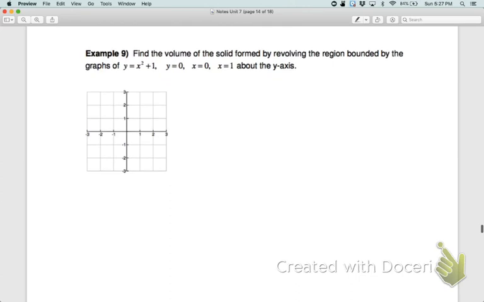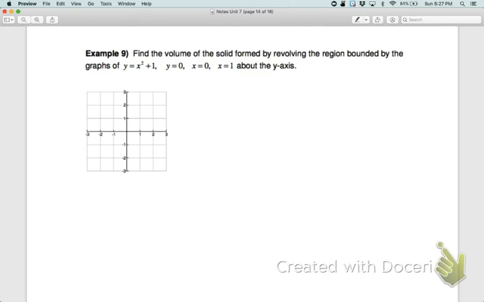Let's skip example 8. You can look that up in the PDF file later if you want to. But let's go ahead and look at example 9, because I know the vertical ones are the ones that we struggle with the most. So we want to find the volume of the solid formed by revolving the region bounded by the graphs of y equals x squared plus 1, y equals 0, x equals 0, and x equals 1 about the x-axis. So let's start by graphing that.